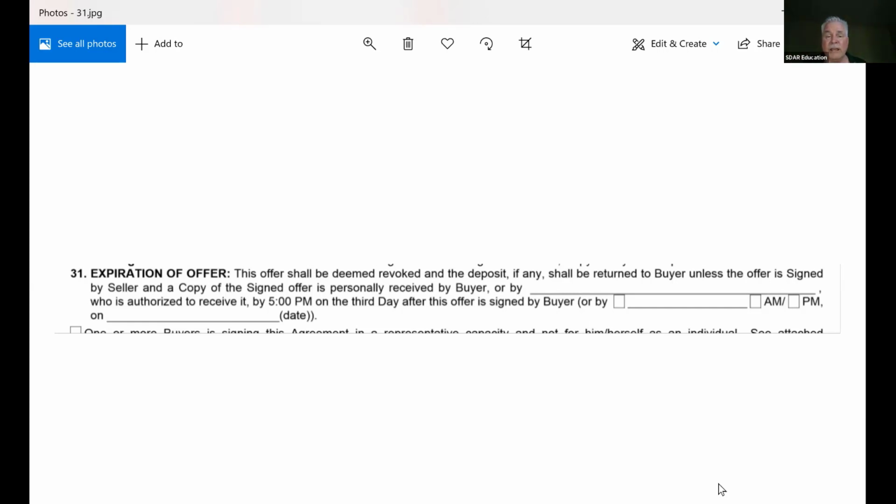Okay, so in other words, if the seller doesn't sign this offer within that period of time, then it's over. Why? Because otherwise we might be creating an option. It might be an option agreement, and we don't do option agreements. We did a lot of them up until the early 80s.